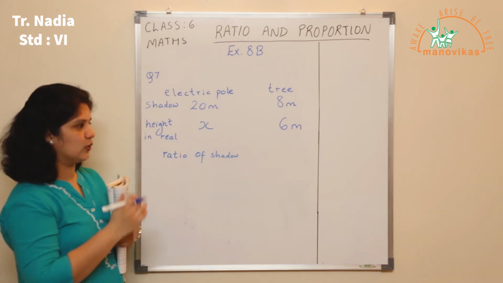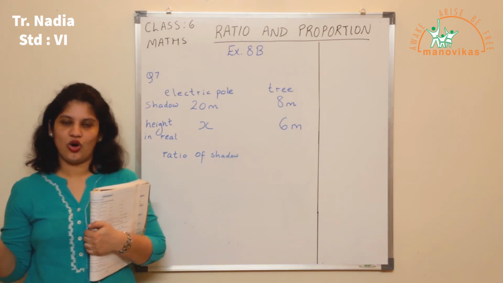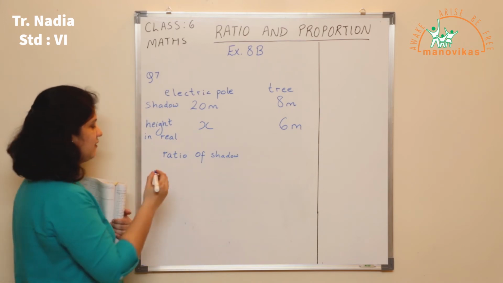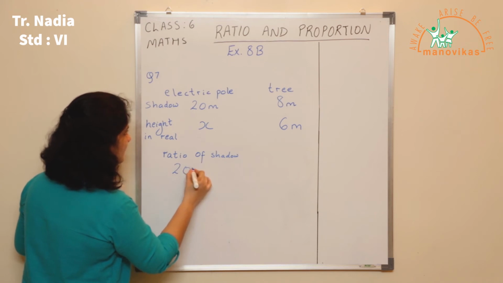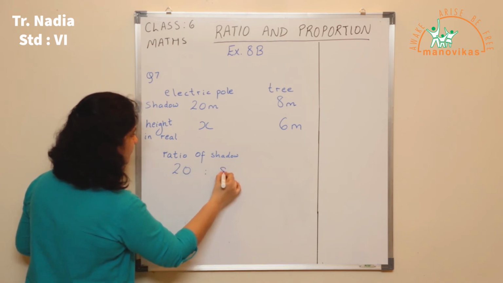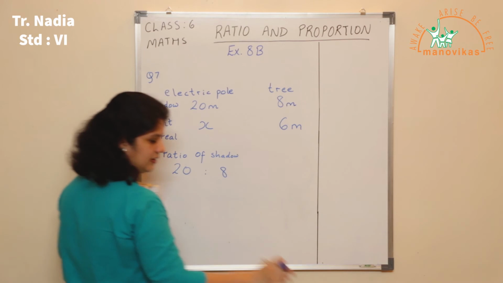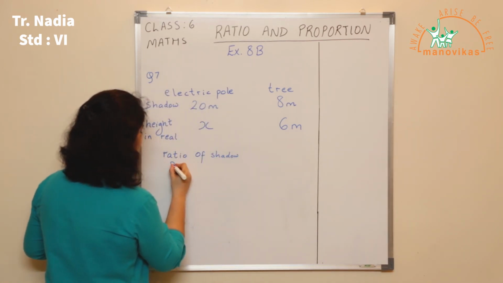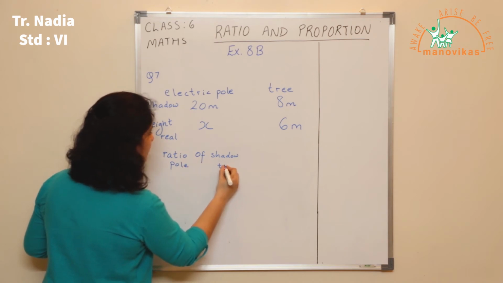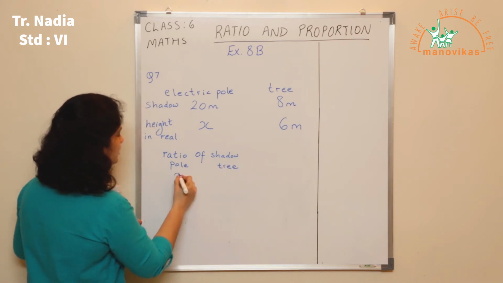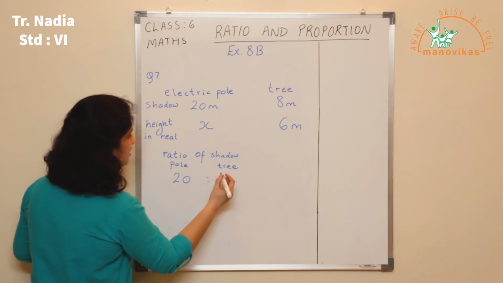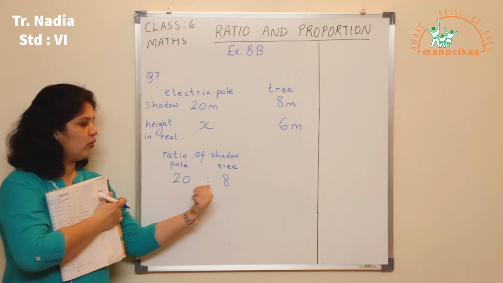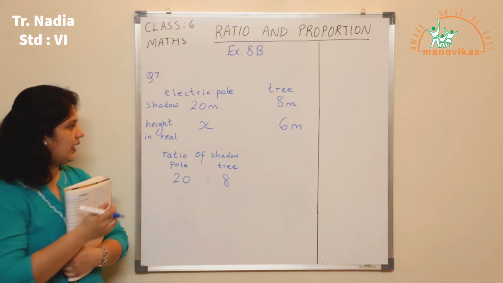Ratio of shadows. If I say what is the ratio of the shadow of the electric pole to the tree, it will be 20:8. Remember, this is the ratio of the shadows of pole and tree. If the pole's shadow is 20 meters at a given time, the tree's is 8. So the ratio of the shadow of the pole to the tree is 20:8.